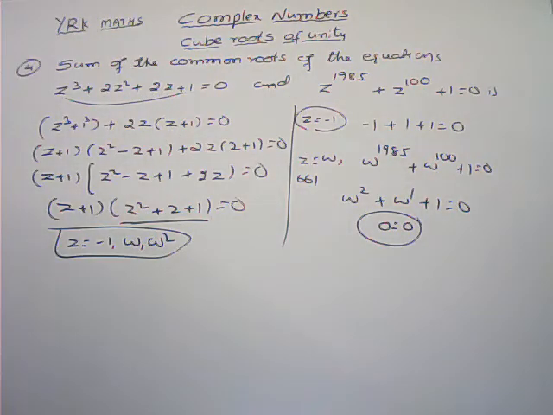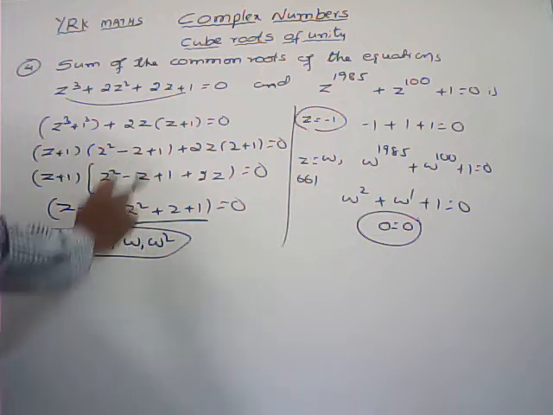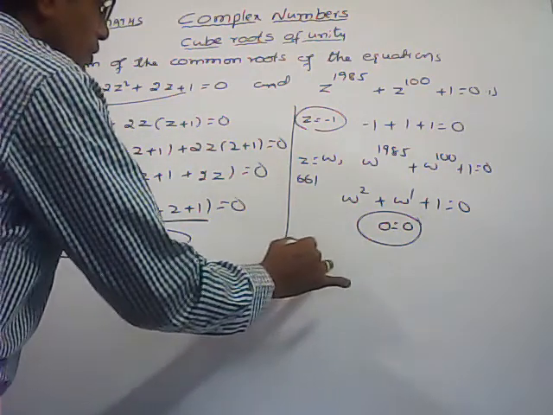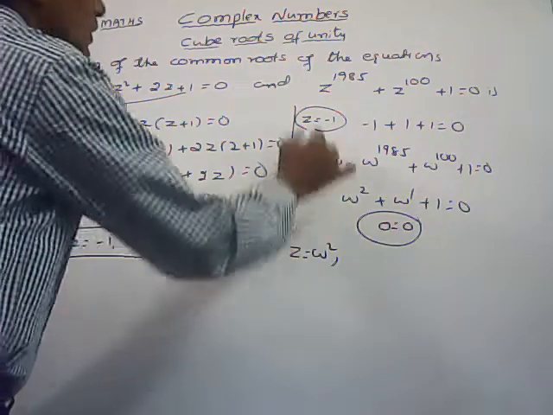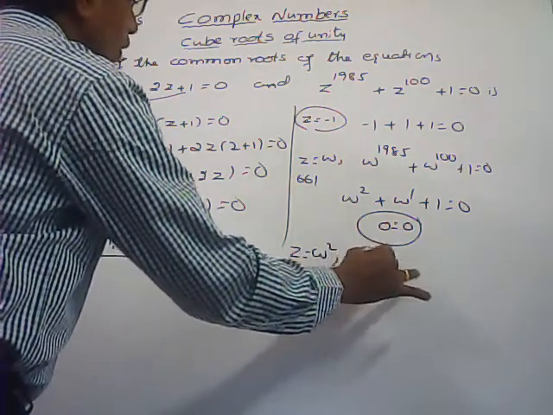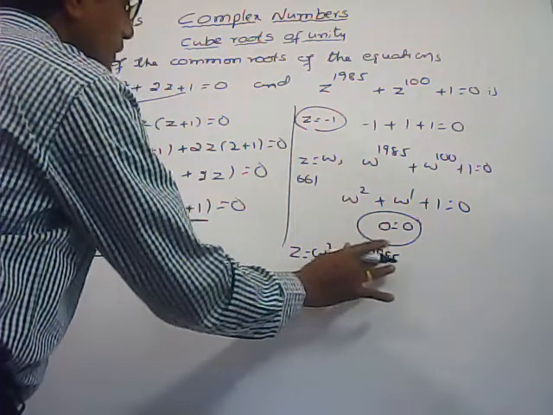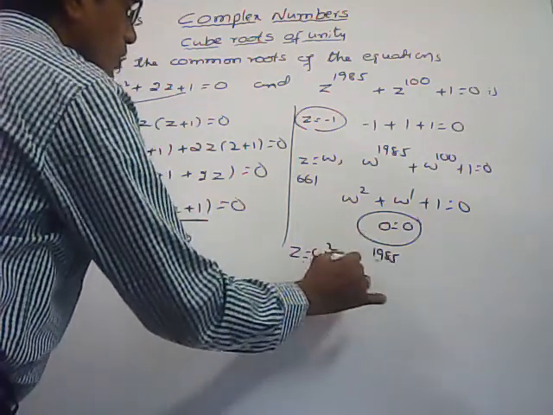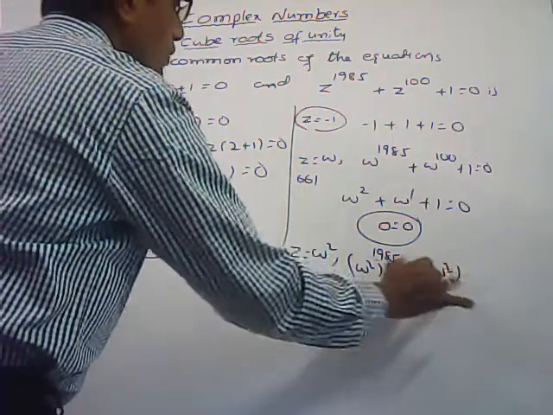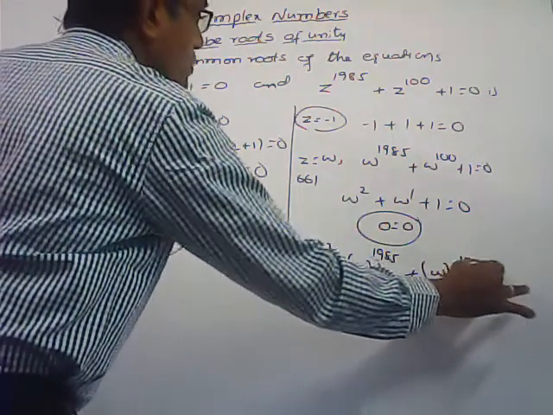So by taking z equals omega, we are getting LHS equals RHS. So omega satisfies the given equation. So omega is one of the common roots. Then you can replace z by omega square. Here also omega power 1985 whole square is there, plus omega square whole power 100 plus 1 equals 0.